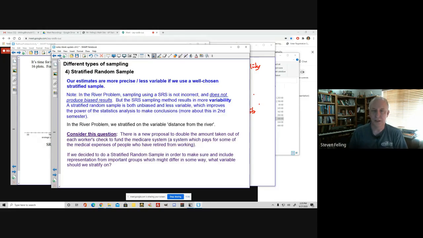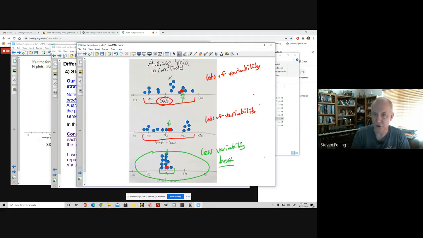All right. Okay, so yeah, the one thing I should note is that the first way we did this, the SRS in the river problem, it's not incorrect, right? It does not produce biased results. All three of those results, if we look at the results from the class, they're all centered at the true value. In fact, if you were to find the average of all 16, the average is 70, right? So all these are on target, right? The only difference is that by choosing stratified random sample over SRS, we were able to reduce the other enemy of statistics, which is variability.